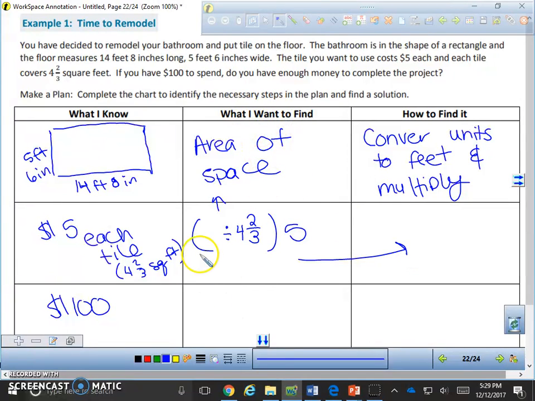What do we want to find? Cost of each tile is what we want to find here. And what do we find? Do we have enough money?